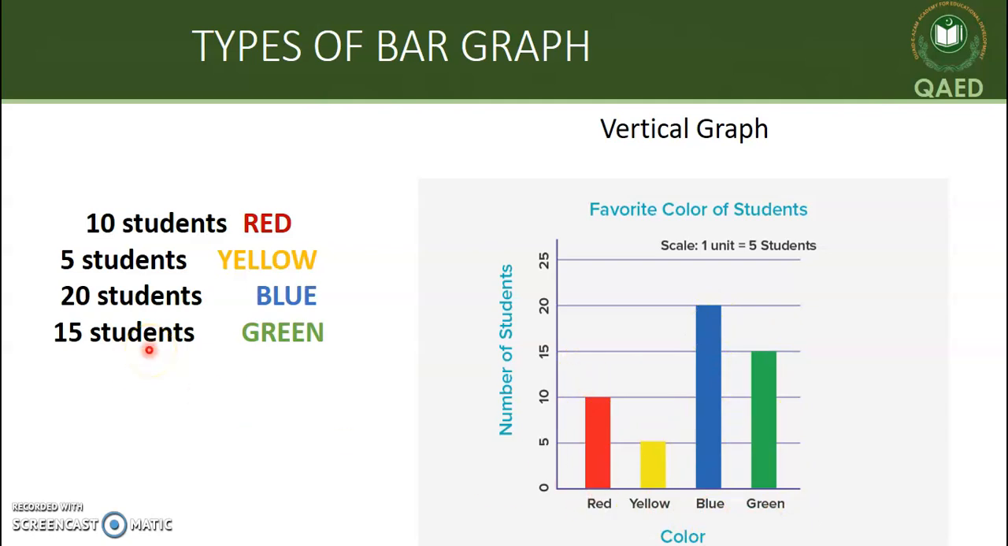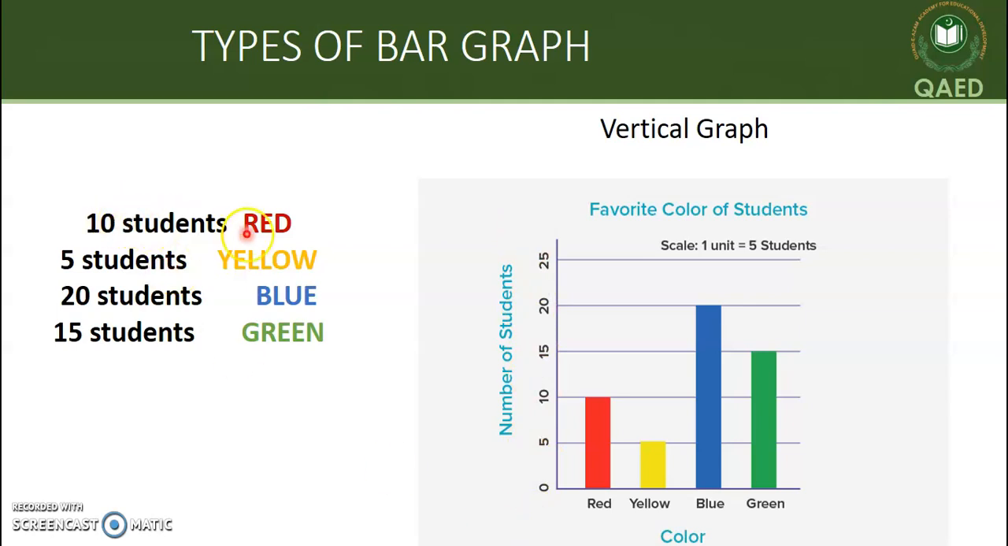As we collected the data from the class that 10 students like red color, so you can see that I have written red, yellow, blue and green color on the horizontal axis, whereas along the vertical axis I have written my scale at equal spaces: 0, 5, 10, 15, 20 and 25. You can also observe that this is a table of 5.